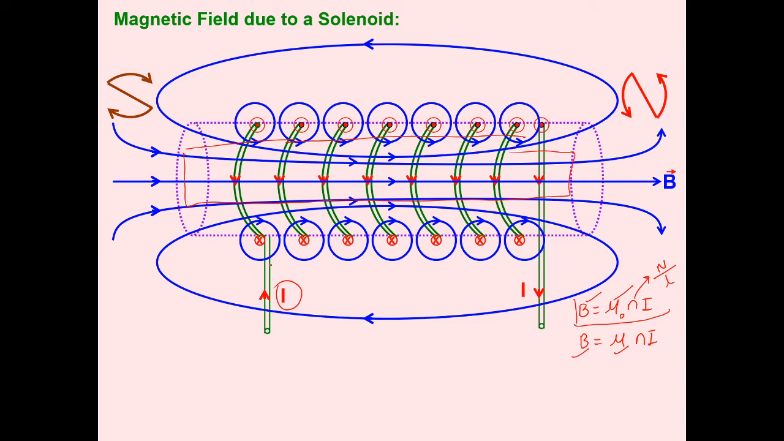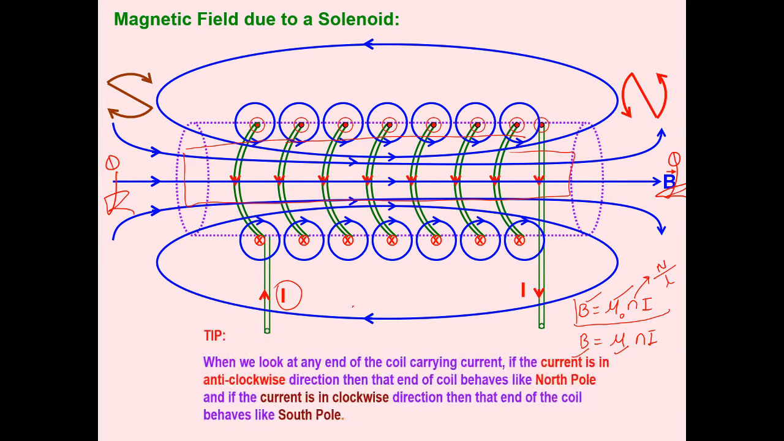And the current is passing through the solenoid. For the observer standing here, it appears like a south pole, and for the observer standing on the other end of the solenoid, it appears like a north pole. As a result, a current carrying solenoid always acts as a bar magnet. Solenoid is equivalent to the bar magnet. Remember it.